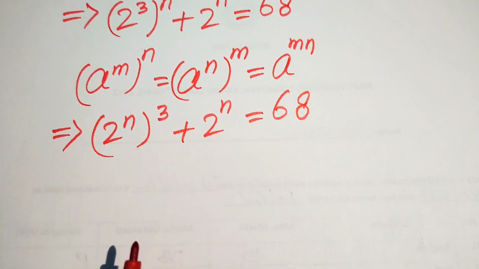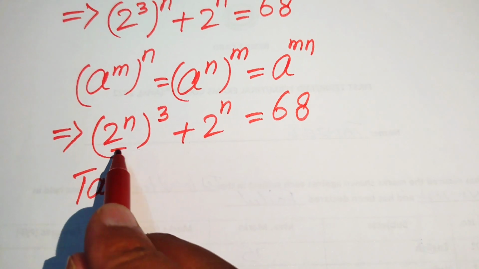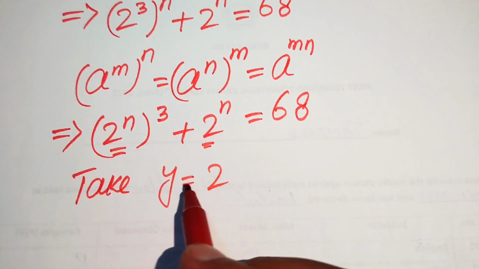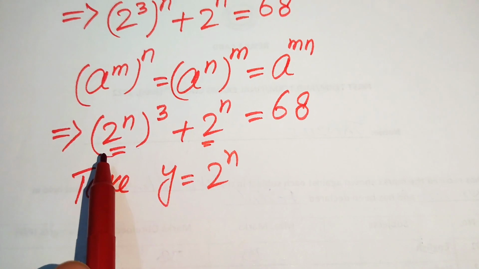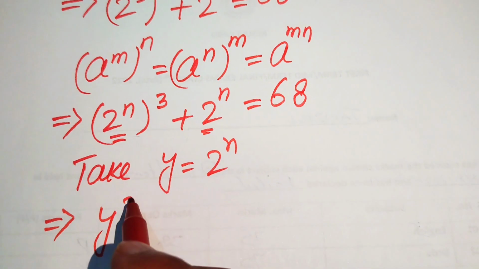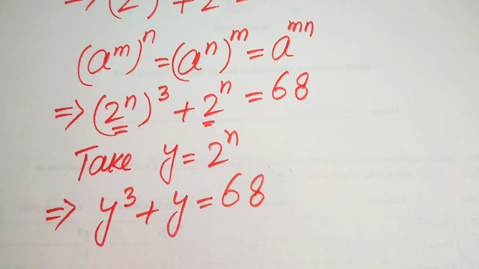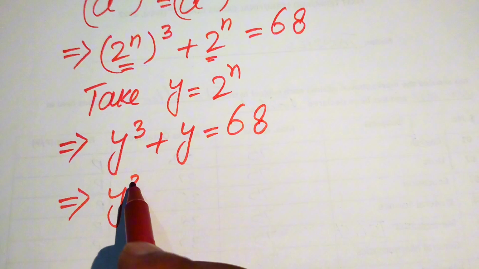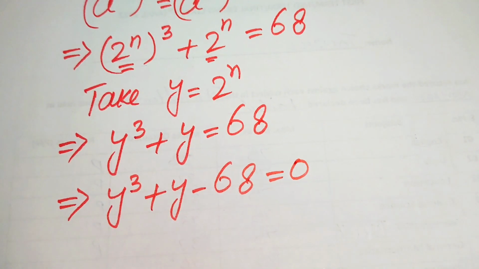And now, further, we take this base 2 to the power of n, which is the same, equal to y, and we write y equals 2 to the power of n. So when we substitute 2 to the power of n equals y, our above equation is written in this form: y cubed plus y equals 68. And now in the next step, we move the 68 to the left hand side, and it is written as y cubed plus y minus 68 equals 0.